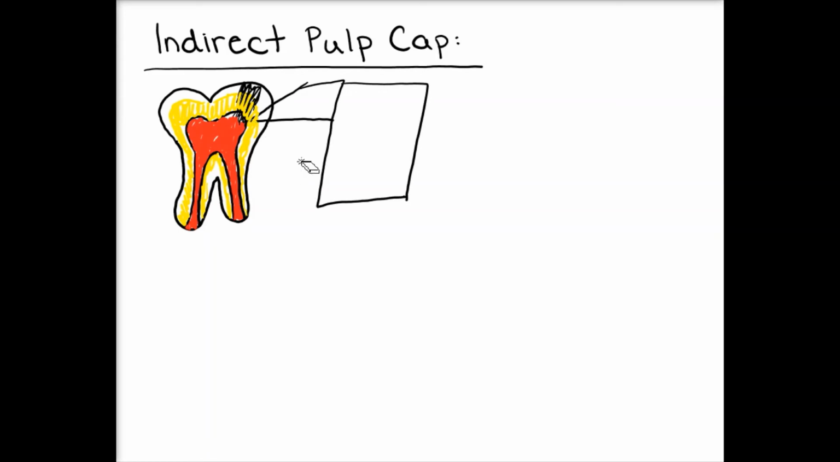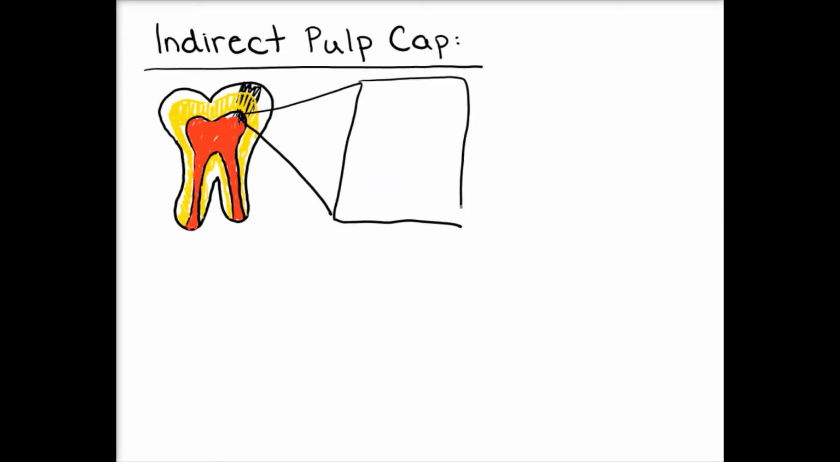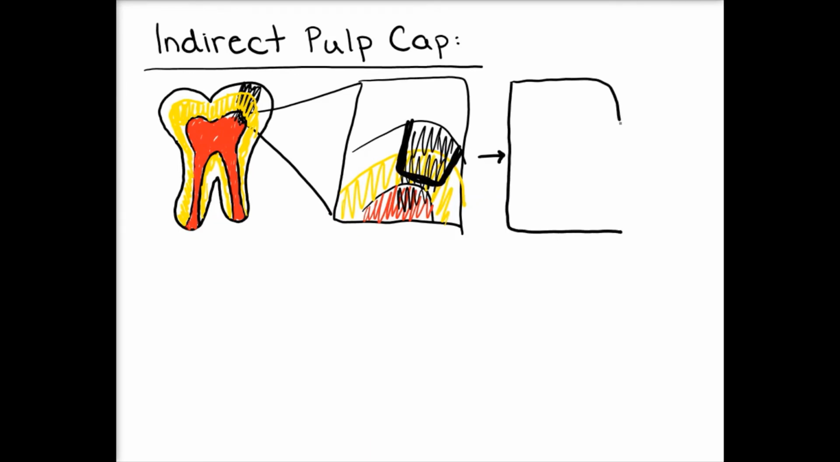Now I'm going to zoom into the part of the tooth where the deep caries lies. Here, the carious excavation will stop short of the pulp chamber. We will leave a thin partition of carious dentin and apply the material, which is usually calcium hydroxide or MTA, onto this thin dentin divider. In this procedure, no pulpal tissue is actually removed.